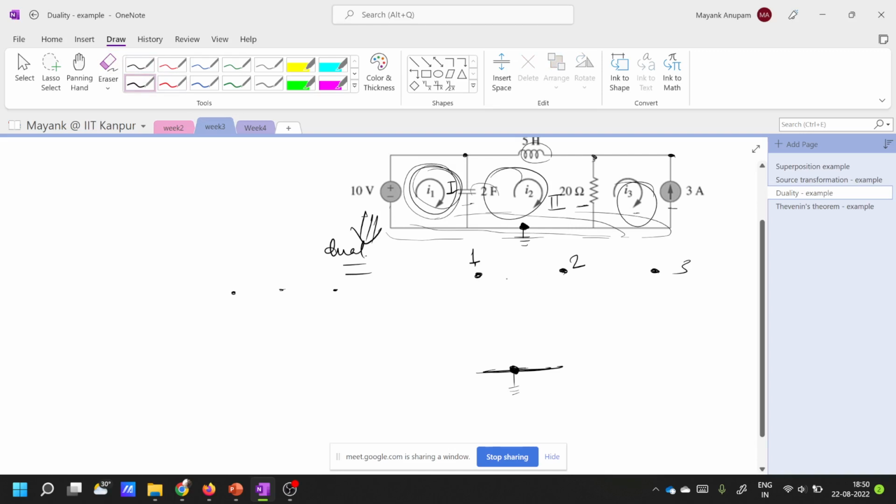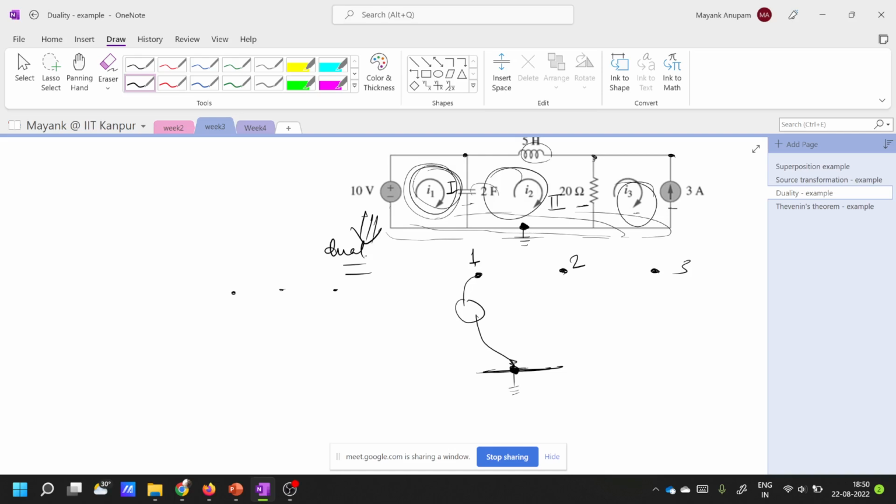Okay, now what should I do? This is the 10 volt voltage source, which is a part of only this loop, only this mesh, right? Mesh number 1. So this has to be replaced by a 10 ampere current source between this node and the reference node, isn't it? You remember what I am saying? Basically, you have to replace every element with its dual, and you also have to check whether it is a part of only that particular mesh, or a part of two or more meshes, and accordingly decide where to connect it.